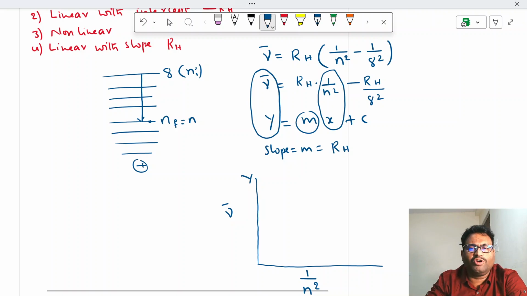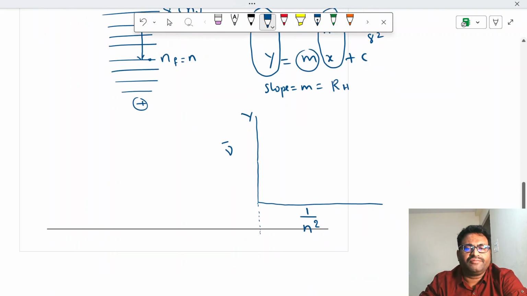Then what is the slope? Positive slope, and the intercept is negative. Then what graph will be obtained? The graph obtained will be like this. Positive slope and negative intercept. Negative intercept means it is intersecting on the negative y-axis.